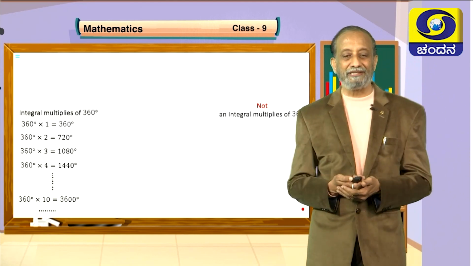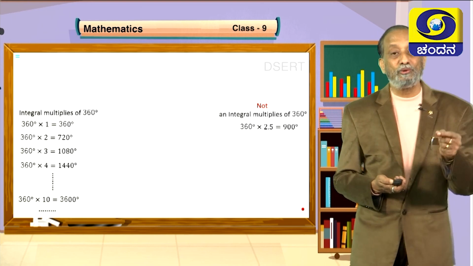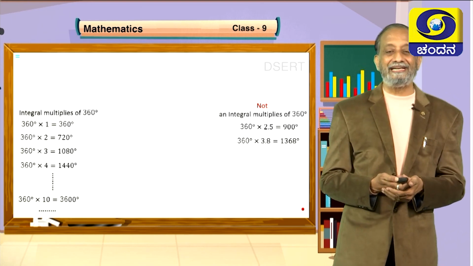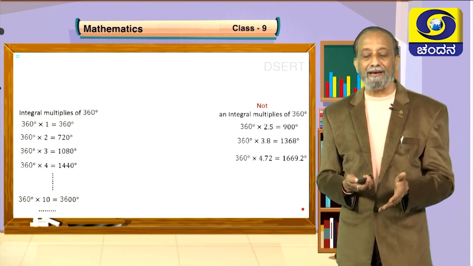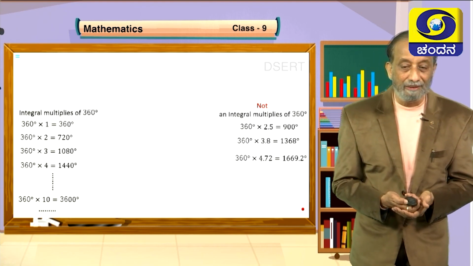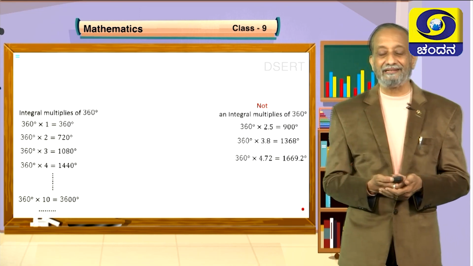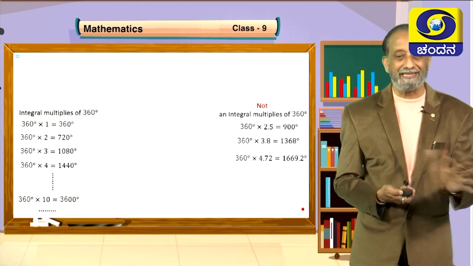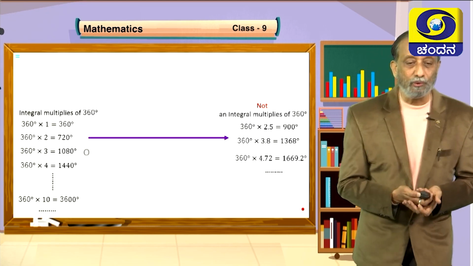At the same time, observe, not an integral multiple of 360 means 360 times 2.5 is 900 degrees, 3.8 times 360 is 1368, and another example, 4.72 times 360 is 1690.2. These are all examples of non-integral multiples, because 2.5, 3.8, etc. are decimals, they are not integers. We can understand rule number 5.